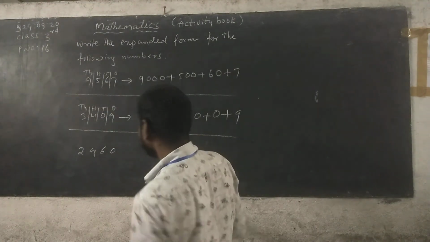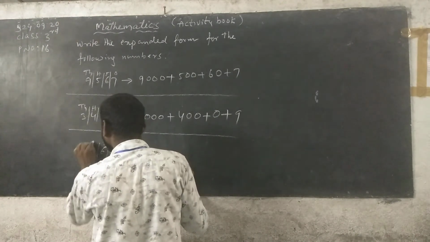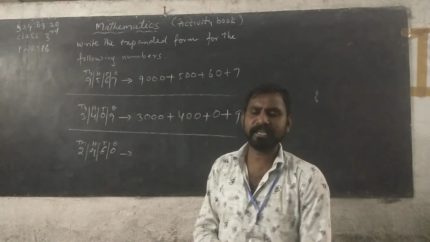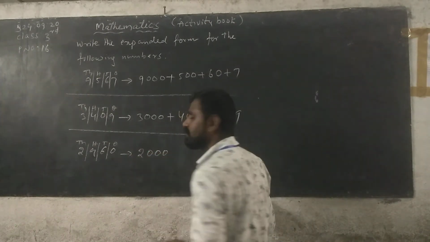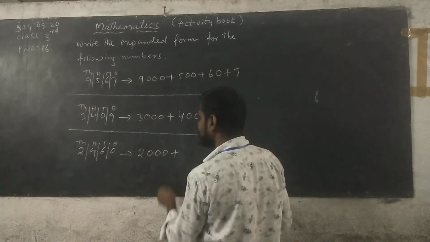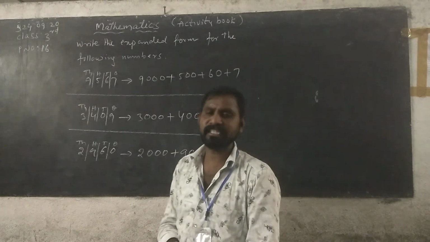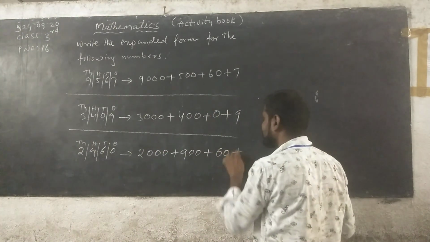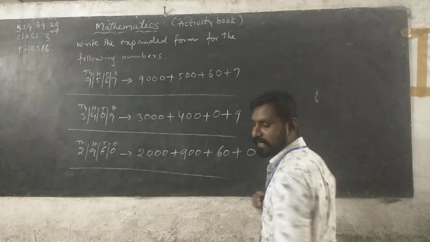2960. See here, 0 is in the ones place, 6 tens place, 9 hundreds place, 2 thousands place. The place value of 2 is 2000. 2 after how many zeros can you write? For thousands, you write 3 zeros after the digit. 2000 plus 900. 9 after 2 zeros. 9 is in the hundreds place, 900. Now next, 6 is in the tens place, 6 tens is 60. Plus 0 ones, 0. So the remaining problems you can do.